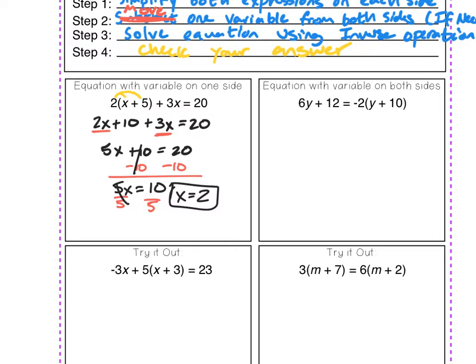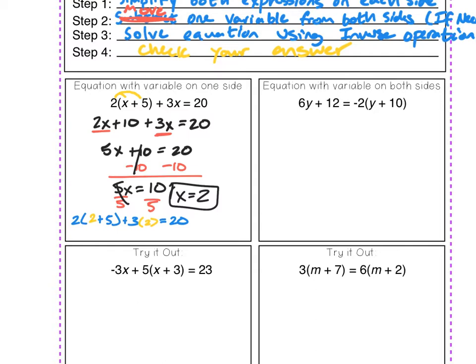To check it, you take the original equation, and anywhere you see an x, you plug in the number that you found for it. So for example, if I was checking this, I would have 2 times, instead of an x, it would be 2 plus 5, plus 3, and instead of an x, it would be 3 times 2, which has to equal 20. Okay? And then what you would do is you would just solve this, okay? And see if it matches up and works out.